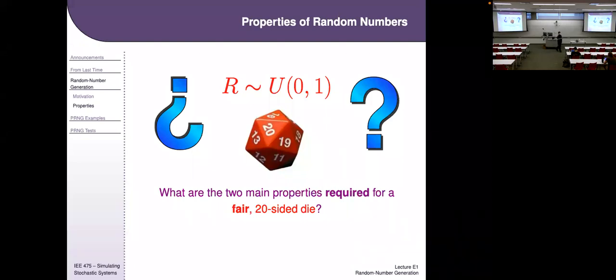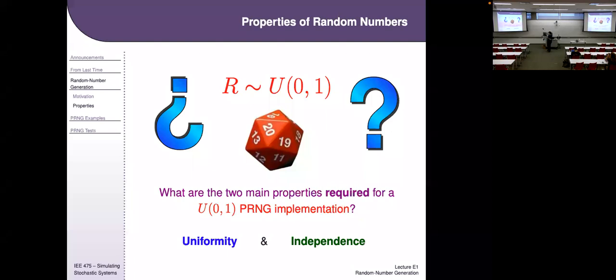But what's another thing? If I roll a die and it comes up 15 for me, and someone else rolls a die, then what do we want about our two die rolls? It's a relationship between two die rolls. Independence, right. That's what I'm looking for. So those are the two properties that I'm going to want for a fair die. I'm also going to want those for my random number generator: uniformity and independence.